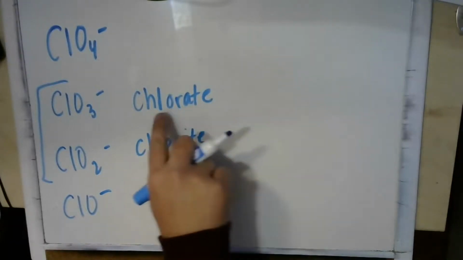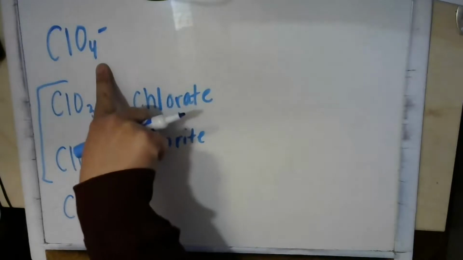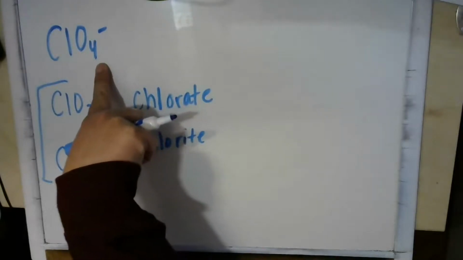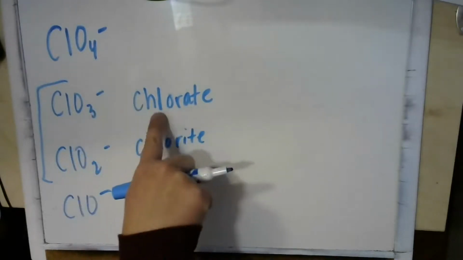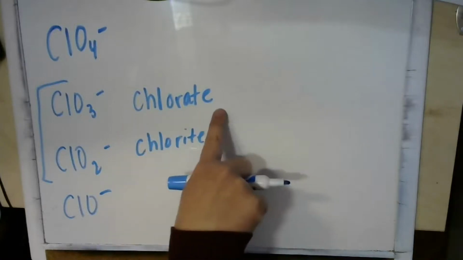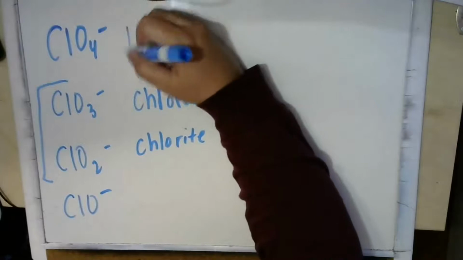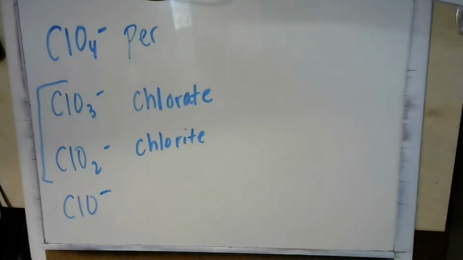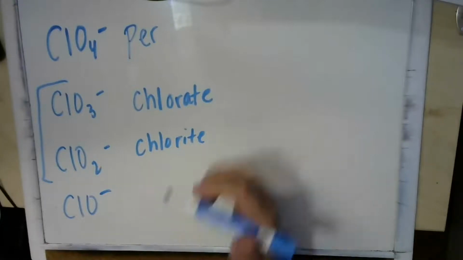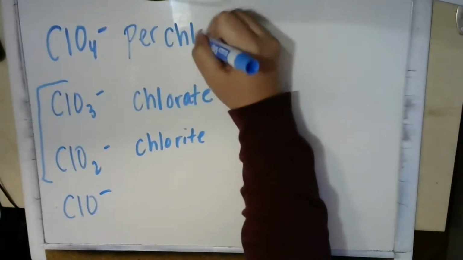Now, the thing with the most oxygen is going to have an extra prefix added on to this term. That extra prefix for the most oxygen is per-, because the prefix per- means more than. So it has more oxygen than chlorate. It's perchlorate.